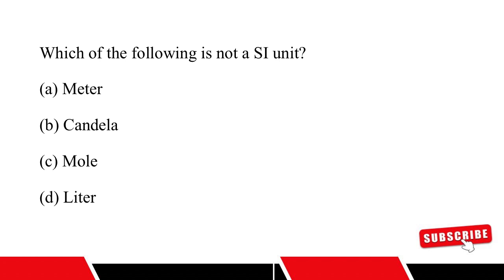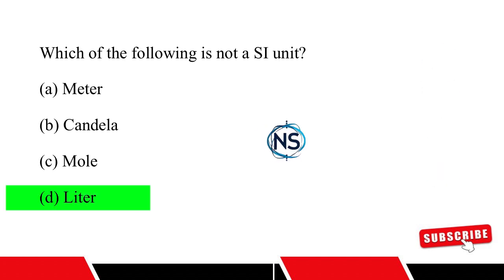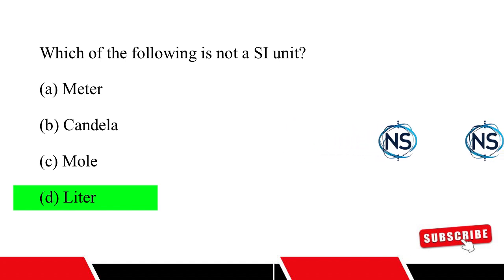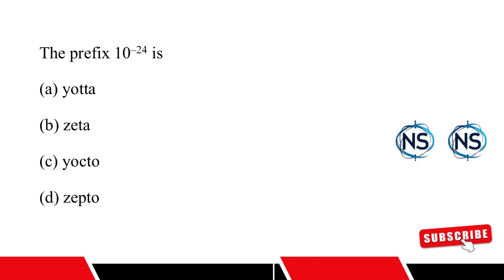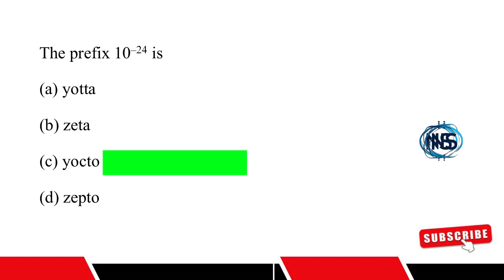Which of the following is not a SI unit? The correct option is liter. The prefix 10 raised to minus 24 is equal to. The correct option is yocto.